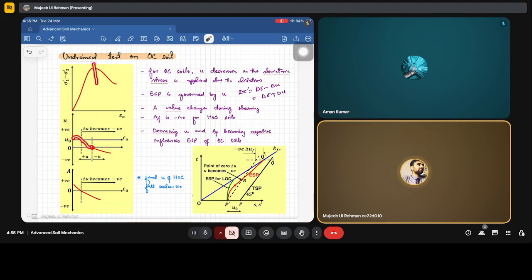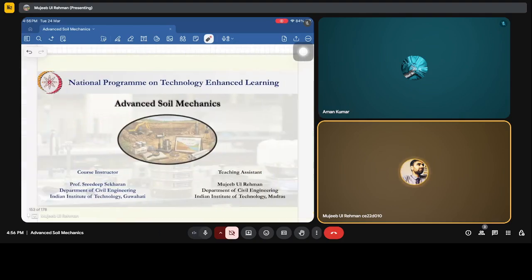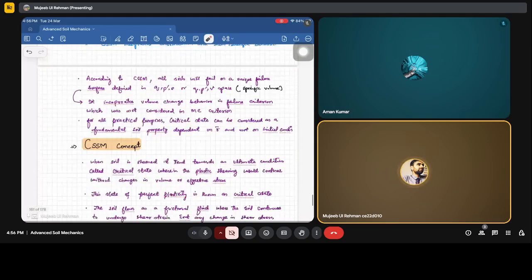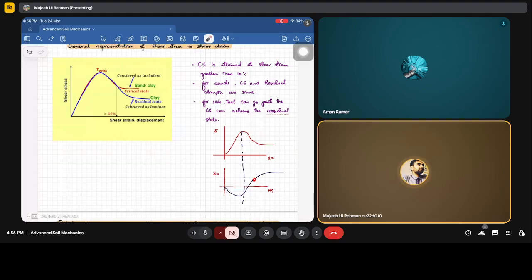Now after achieving the peak, the OC soil will start dilating. And once it starts dilating, it will not go back to this state. After it reaches the critical state, it will have a dilation. After that, once the state is reached, its volumetric strain ceases. And when the volumetric strain ceases, you can also see here the deviatoric stress is not varying much.